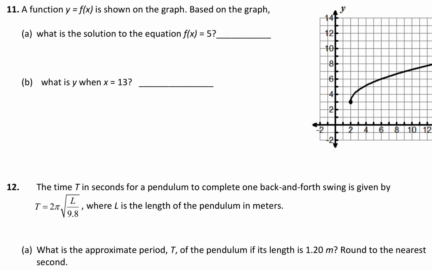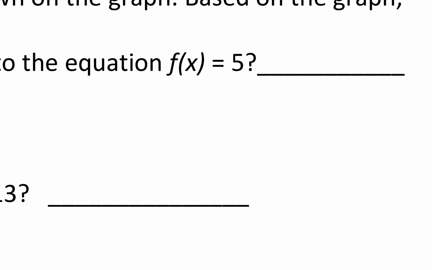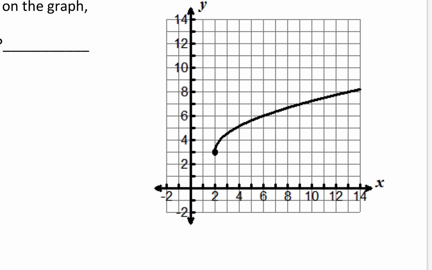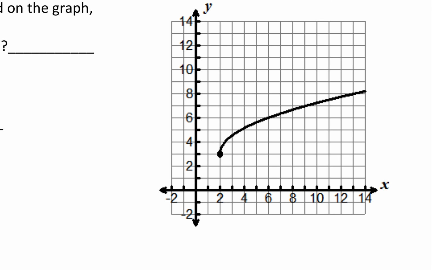Number 11, this is dealing with the graphs. Okay, so for this one, we have a function y is equal to f of x is shown on the graph. Based on the graph, what is the solution to the equation f of x is equal to 5? Now, anytime that you see this notation, f of x equals 5, you want to go ahead and rewrite it as y equals 5. Okay, now we're going to go to the graph, and we're going to sketch a line going through y equals 5.